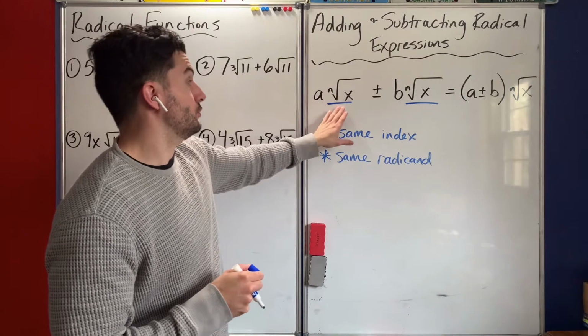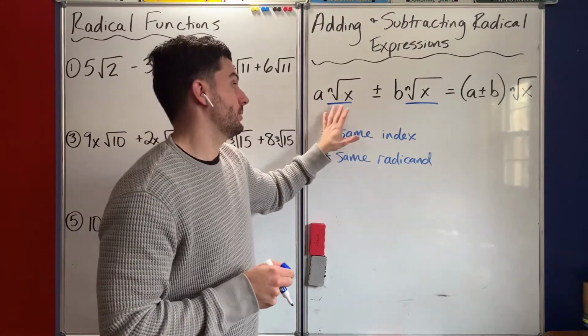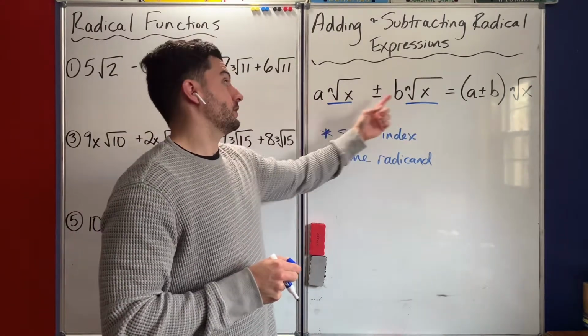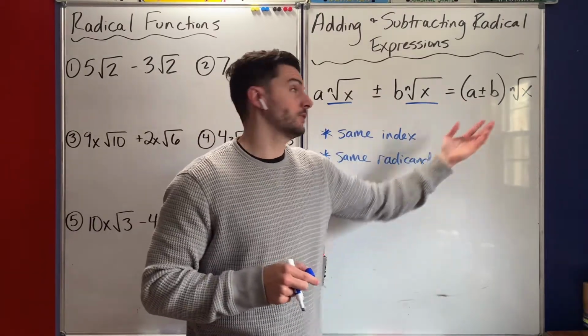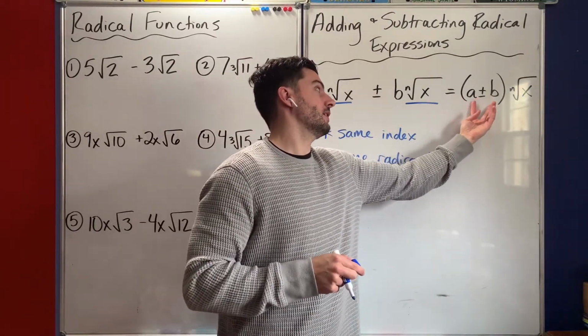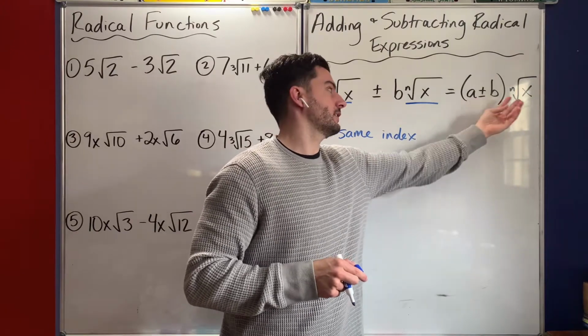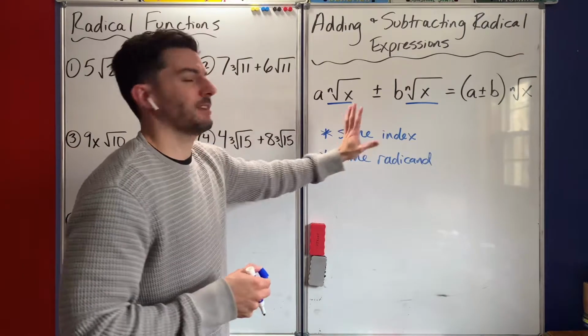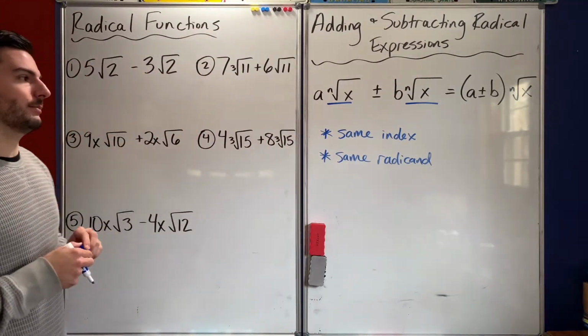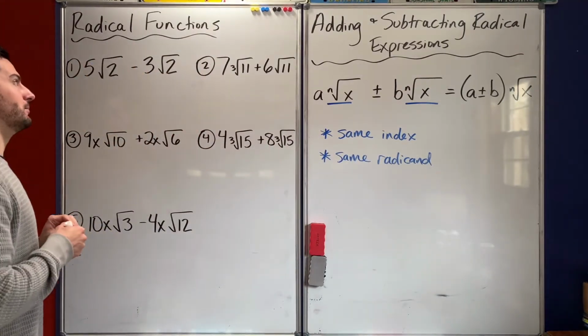So if you do have the same radical with the same index, and there are numbers out in front of those, you can add or subtract those. You would just be left with that added or subtracted number with that same radical at the end. So that might still be confusing. Let's just do some examples and hopefully that'll clear it up.